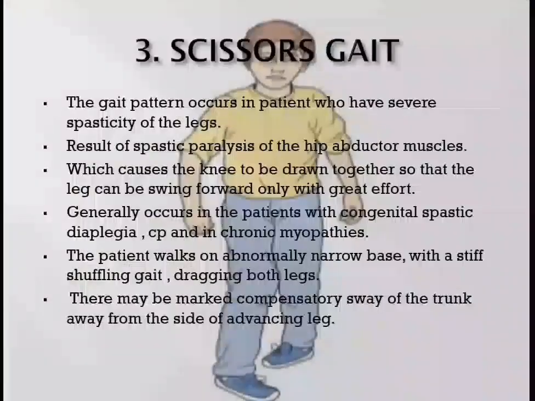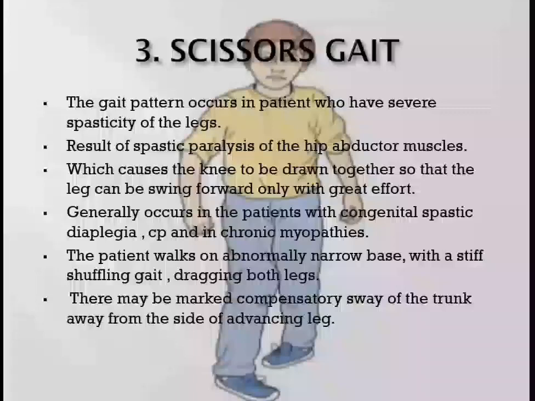Third, scissor gait. The gait pattern occurs in patients who have severe spasticity of the legs, a result of spastic paralysis of the hip adductor muscles, which causes the knees to be drawn together so that the leg can be swung forward only with great effort. Generally occurs in patients with congenital spastic diplegia, CP, and in chronic myopathies.